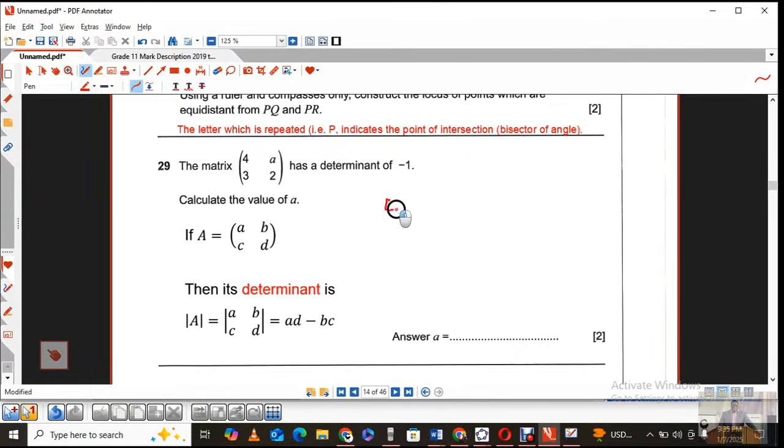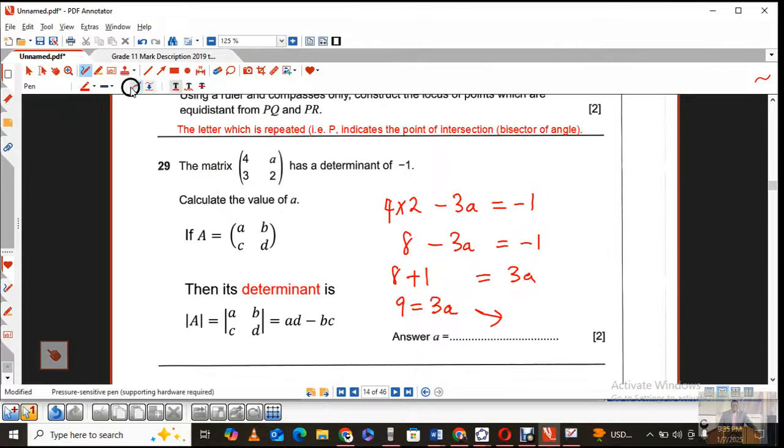So I will say, okay, 4 times 2 minus a times 3, or 3a, should give me -1. That's basically what it is. So this is 8 minus 3a equals -1. That's 8 plus 1 equals 3a. Of course, I moved the terms over. So I have 9 equals 3a. Naturally, you can find the value of a by simply saying a would be 9 divided by 3. So a is equal to 3. Okay, so that's how I'm working, and you should be fine.